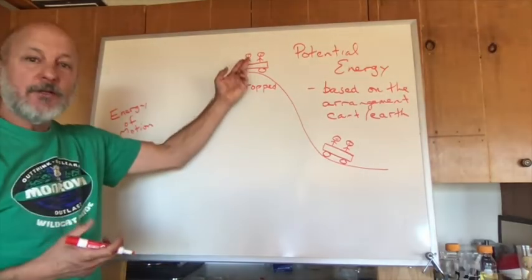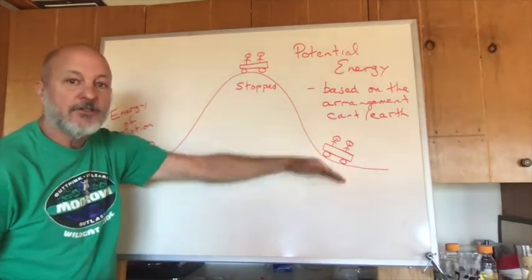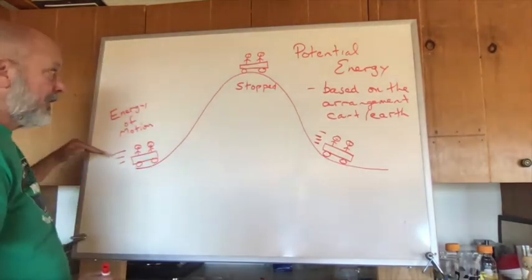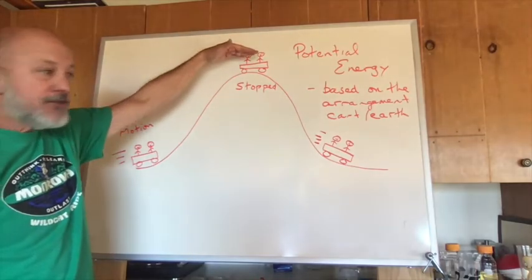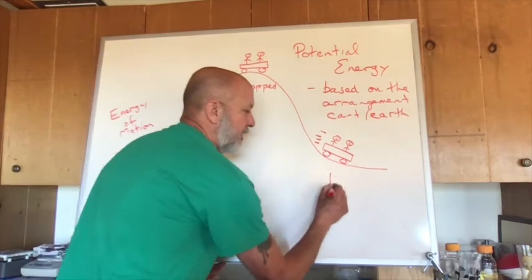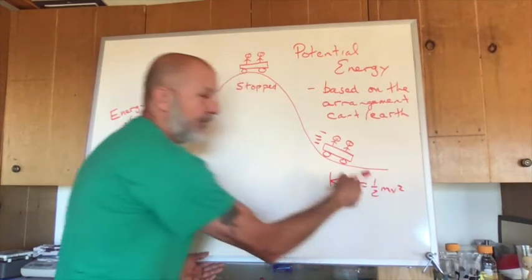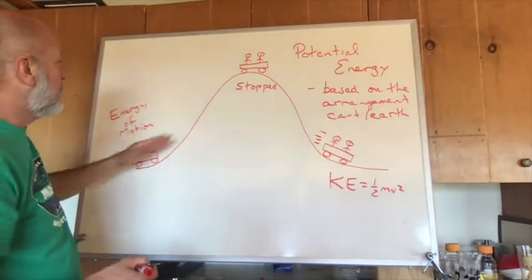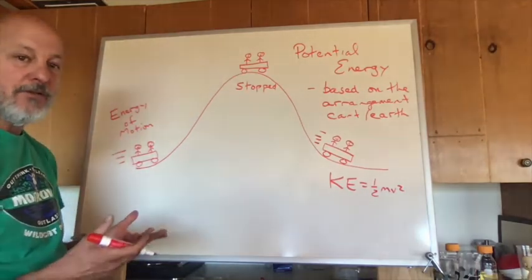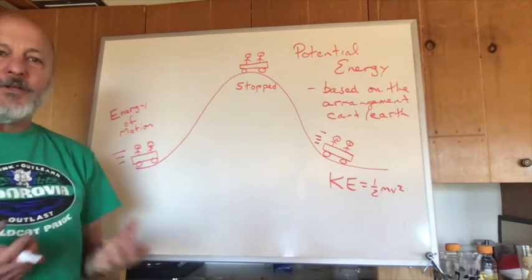What can I do with this stored energy that it has up here on the hill? I can use it to get the cart going fast again. So I have energy of motion converted to potential energy, converted to energy of motion again. Let's just write KE equals 1/2 mv squared. That's our energy of motion equation. So energy of motion, potential energy, energy of motion, and they're transferring. Energy is conserved the whole way. It's just being converted from one type of energy to another.